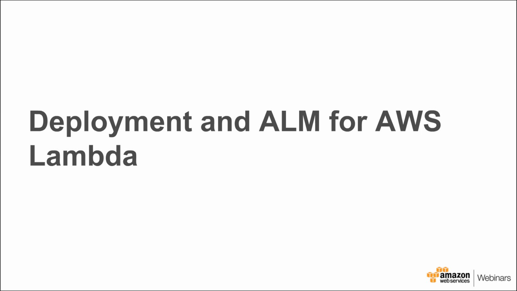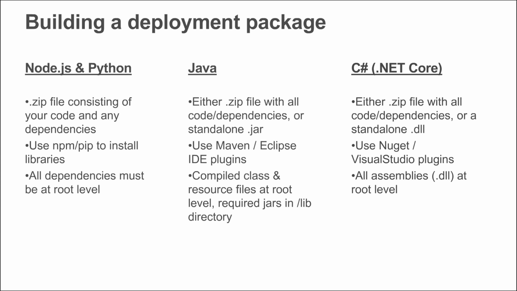So that was building the Lambda functions. Now let's talk about deployment and ALM. When you're building the deployment package, you can bring in either a zip file or a standalone jar or DLL if you're running Java or C# functions. It's always a zip file for Node.js and Python, but the other ones also include other capabilities. You can package all of your dependencies and libraries, even your actual executables or binaries, into that zip file. And we have different tools available for packaging those libraries.